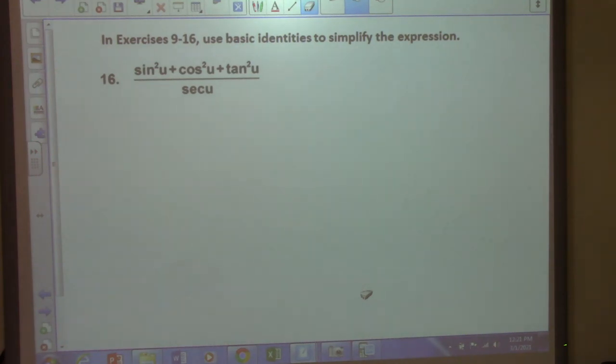Okay, so if you look at your Pythagorean identities, there's one which is sine squared theta plus cosine squared theta equals 1. But if you look at the next Pythagorean identity, 1 plus tan squared theta equals secant squared theta. So literally the entire numerator is secant squared theta. Correct me if I'm wrong, Mr. G. Okay, Elizabeth articulated a solution to it.